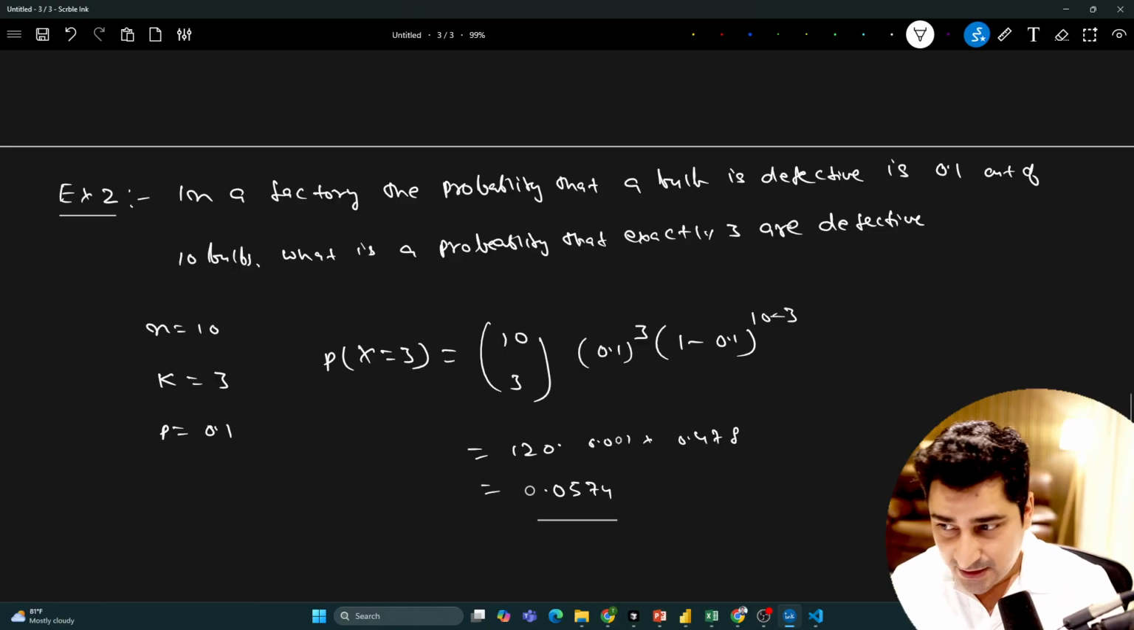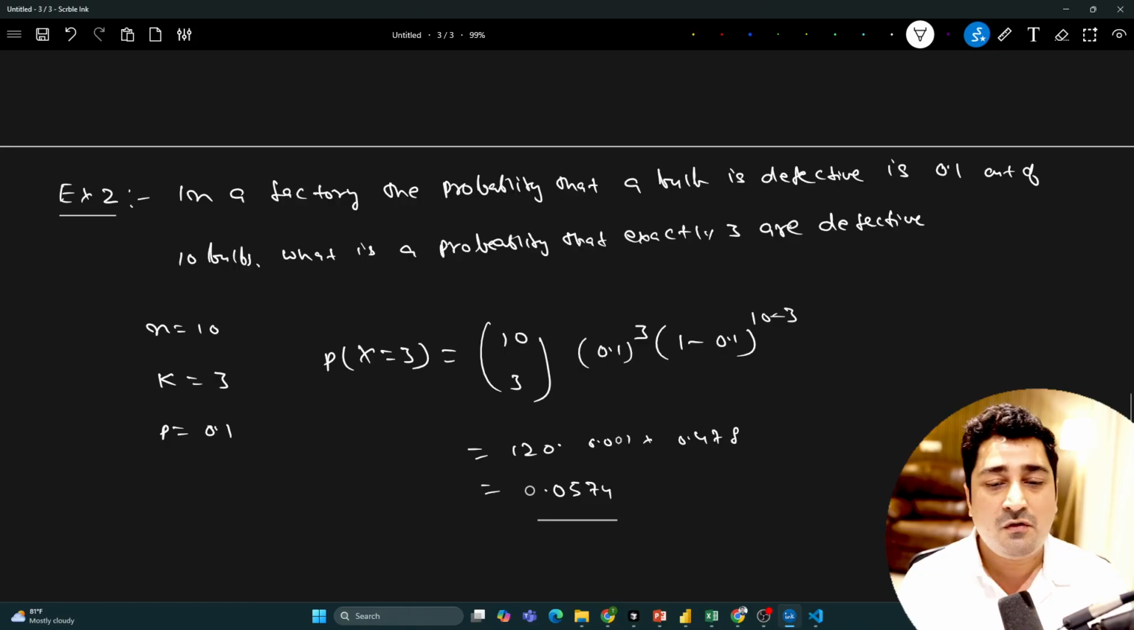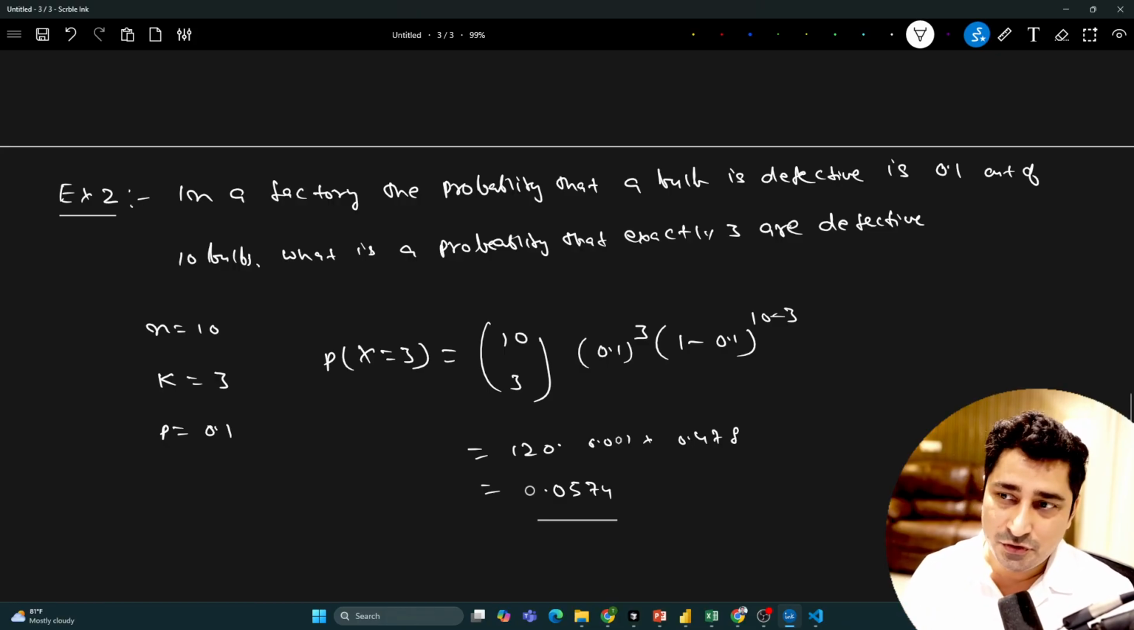So here, if I'm trying to pick and choose 10 bulbs, what is the probability that exactly 3 are going to be defective? So this is the probability, 0.05, that 3 bulbs are going to be defective out of the 10 bulbs I'm going to choose. And again, with the help of the binomial distribution, I am able to solve it.